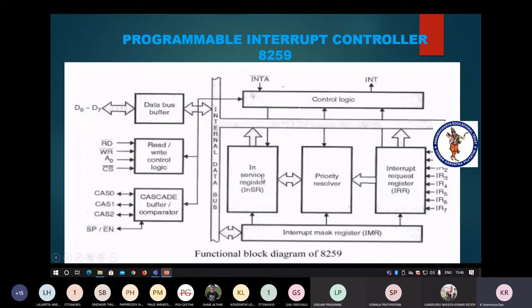The in-service register is an 8-bit register. Among these, only one bit is forced into the high state. The remaining bits are all 0. That means whichever bit is high, the corresponding interrupt request is currently being serviced. So the in-service register holds the data about which interrupt request source is currently processing. Understand these three.